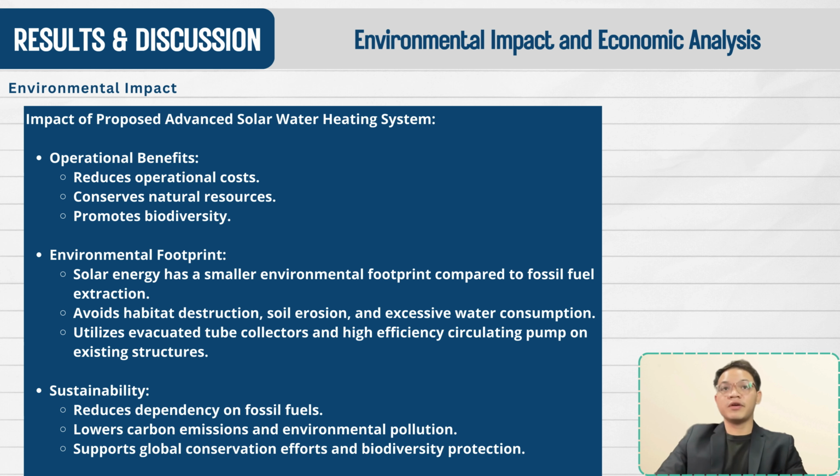Next is the environmental impact of the proposed solar water heating system. First, it will have operational benefits. It reduces operational costs. It also promotes biodiversity. Second, it has a good, healthy environmental footprint, as solar energy has a smaller environmental footprint compared to fossil fuel. It also avoids habitat destruction, soil erosion, and excessive water consumption. It utilizes an evacuated tube collector, which is highly efficient in circulating pump on the existing structure.